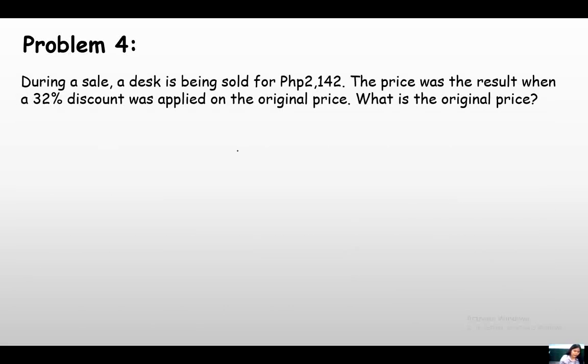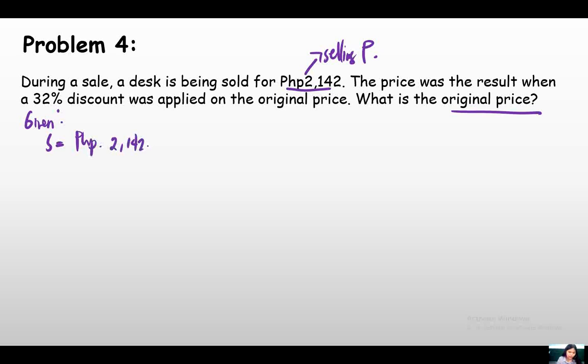Okay. So during the sale, a desk is being sold for 2,142. The price was the result when a 32% discount was applied on the original price. So what is the original price? So what are our givens? Selling price is 2,142. So this is the selling price. Selling is equal to 2,142 pesos.